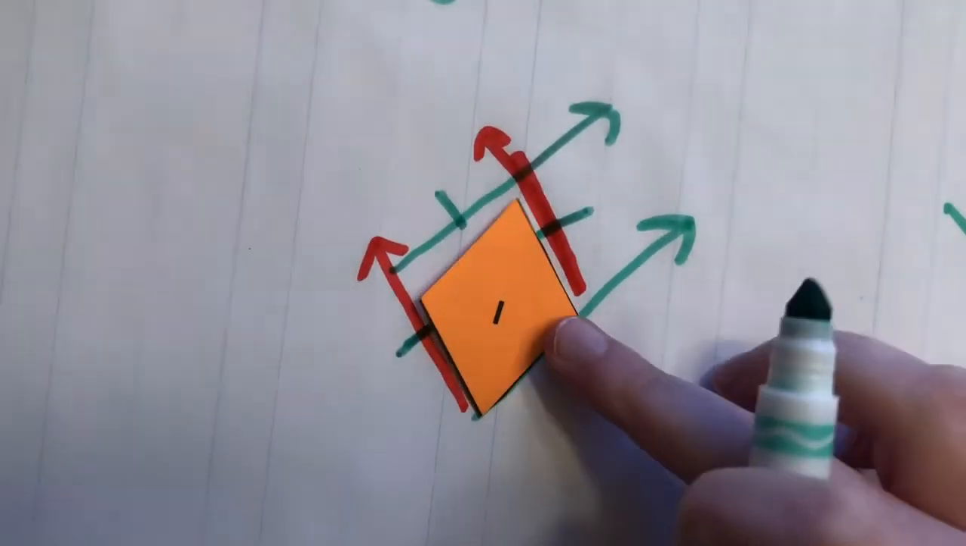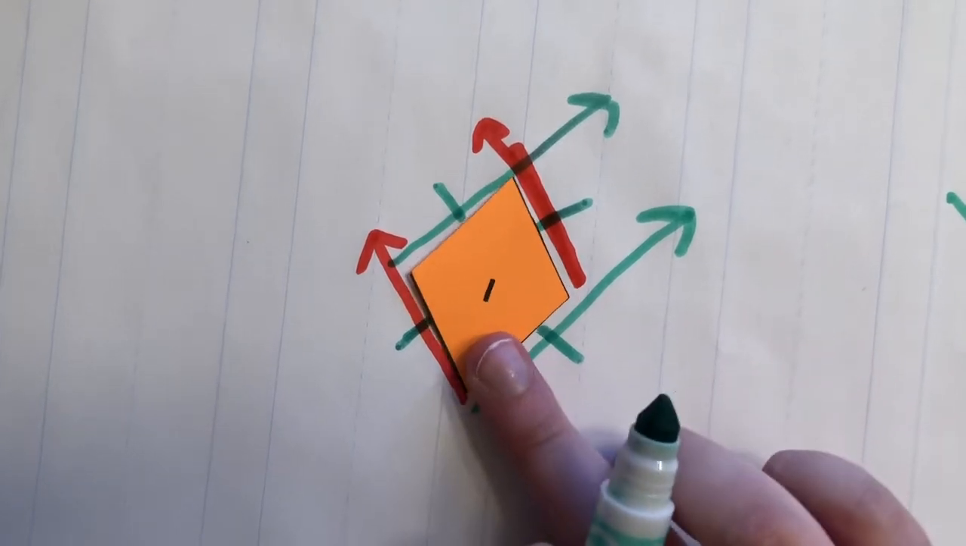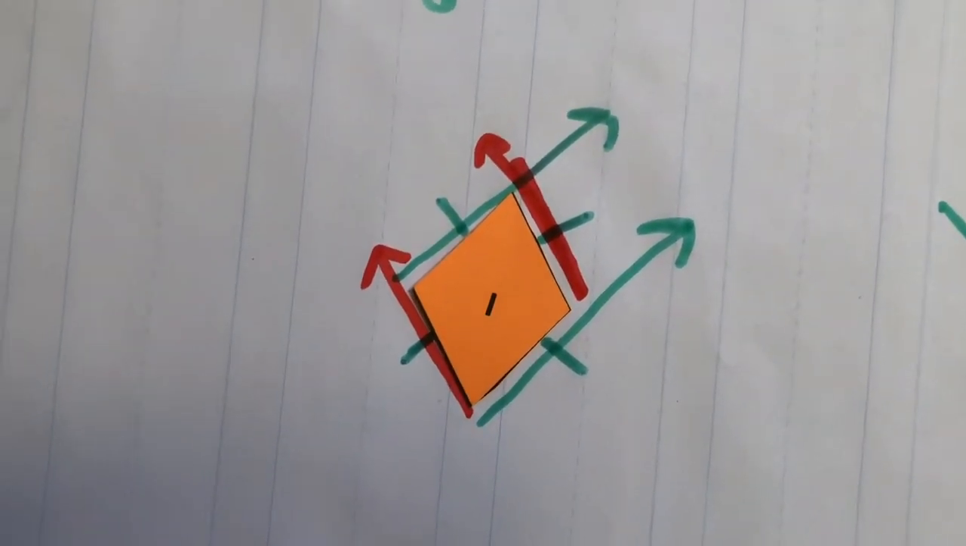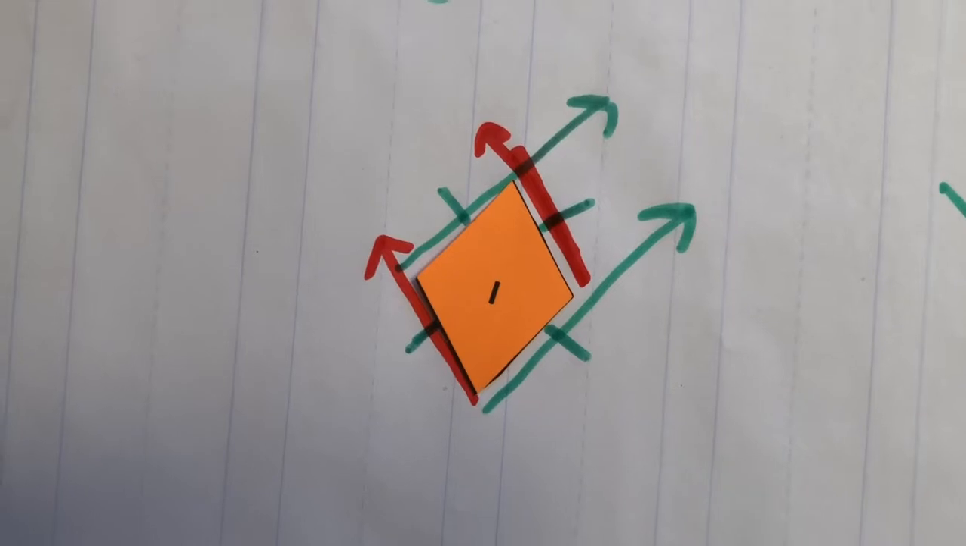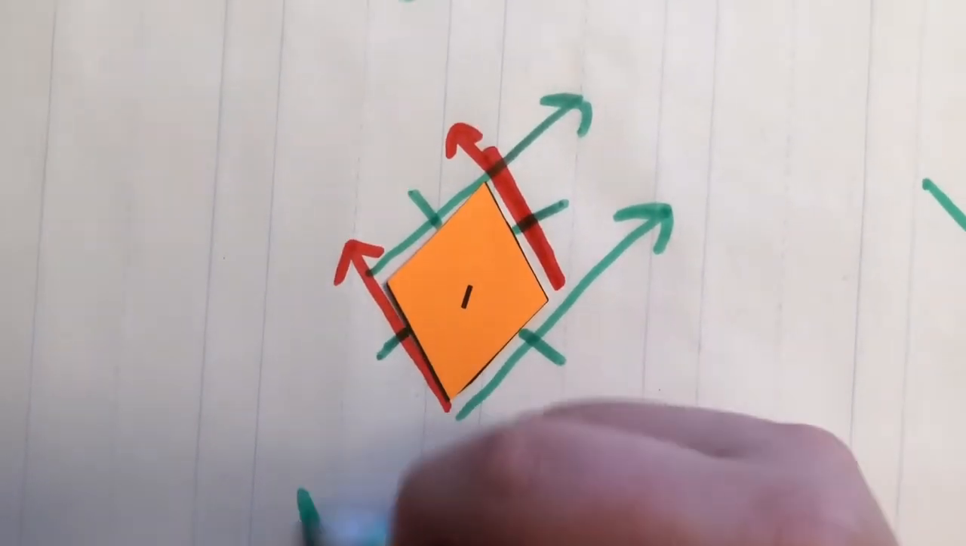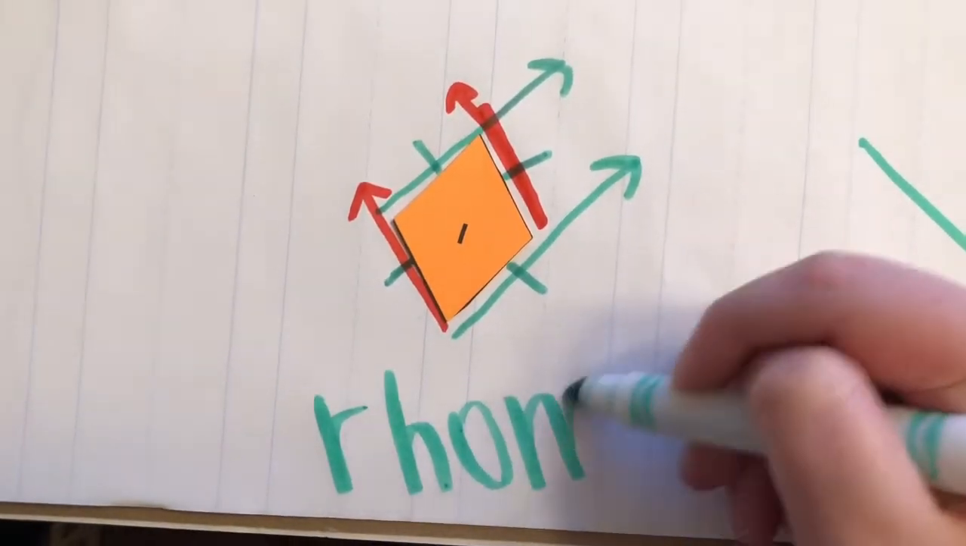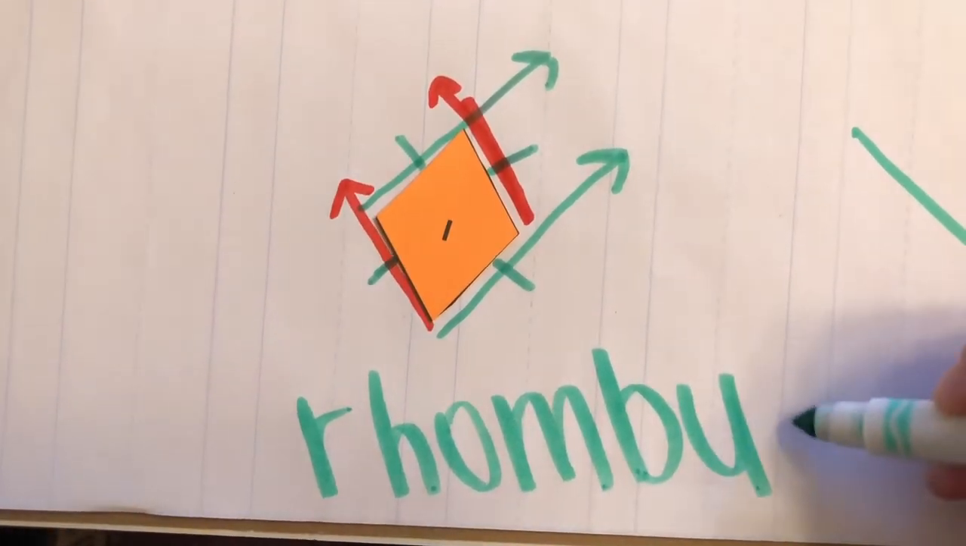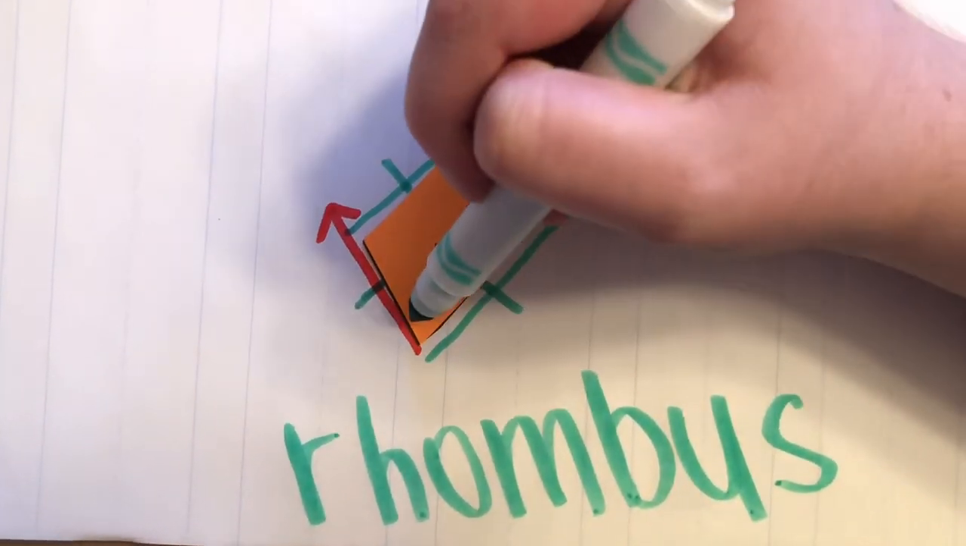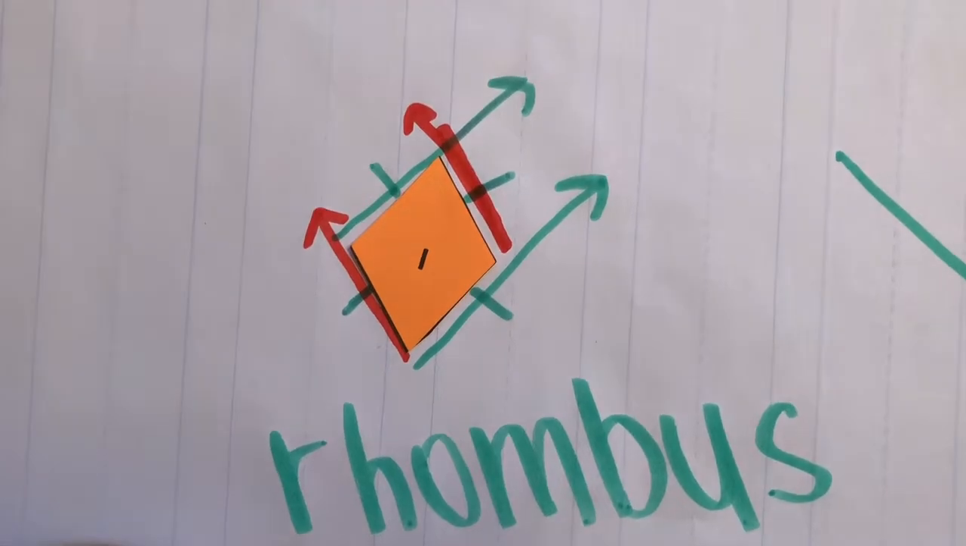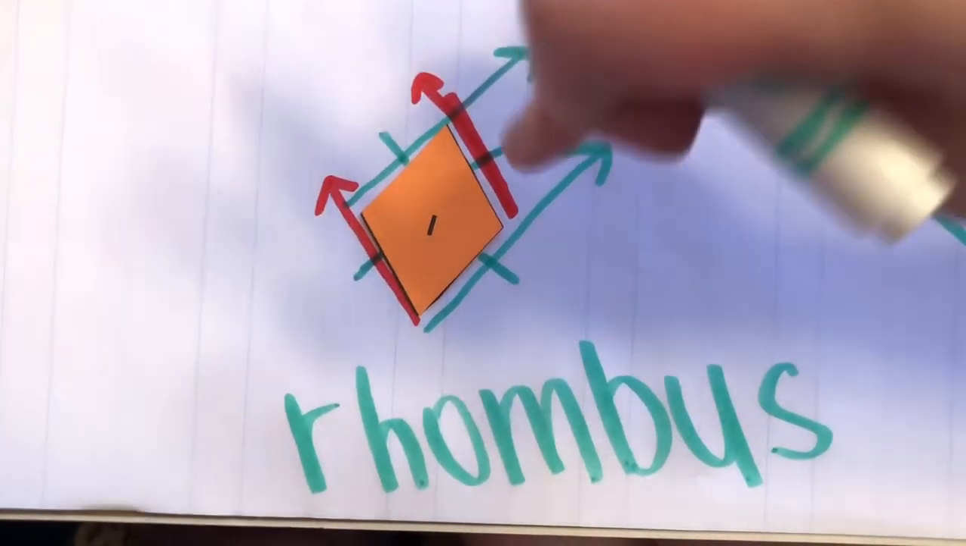So class, if we have 2 sets of parallel lines and all 4 sides are the same length, think about it. What shape is that going to be? It is a rhombus. It would be a square if there were 4 right angles as well. But since there's no 4 right angles, it is a rhombus.